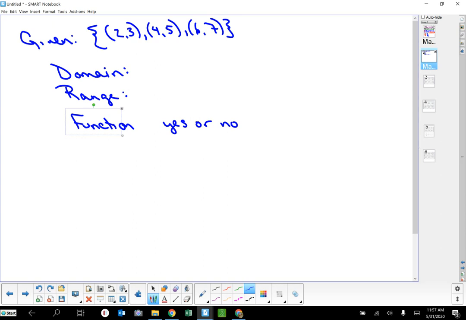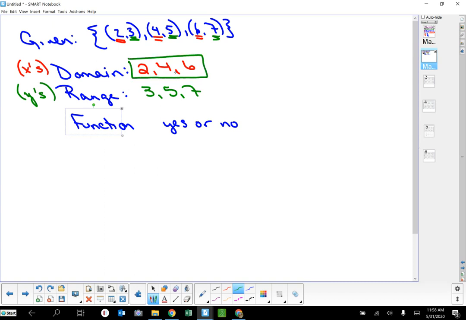But here's how you're going to tell. You're going to write down your domain values. Well, the domain values are all of the x's, right? So we have a 2, a 4, and a 6. So that would be your domain: 2, 4, 6, the numbers that are the x values, okay? Your range values are the y's, and those are 3, 5, 7. So as long as these values are not duplicated, then it's a function.